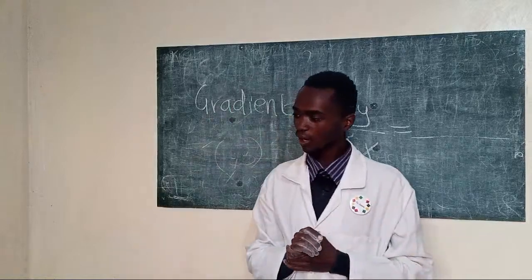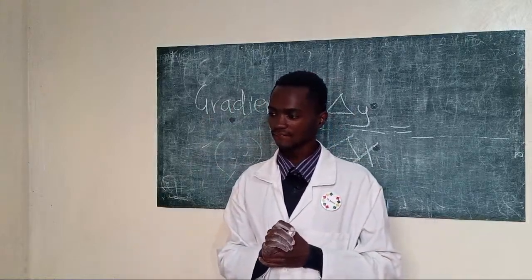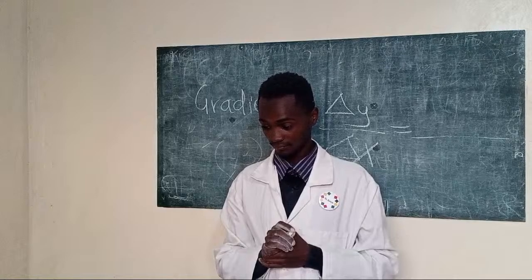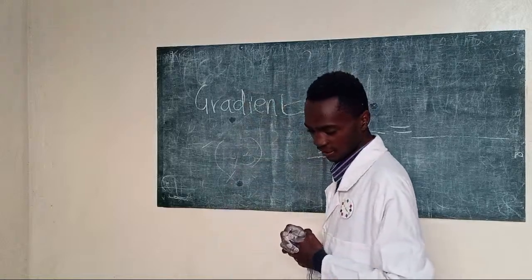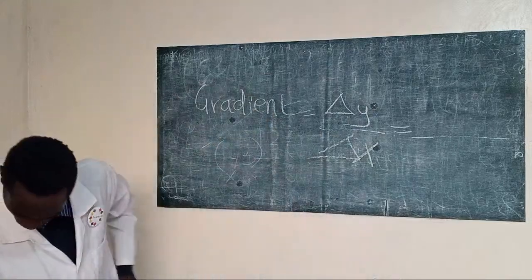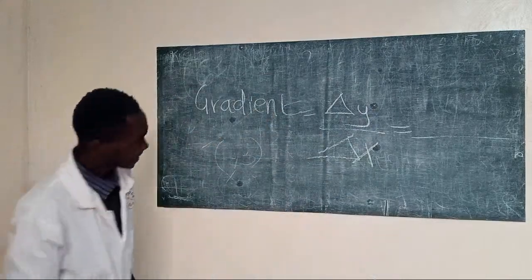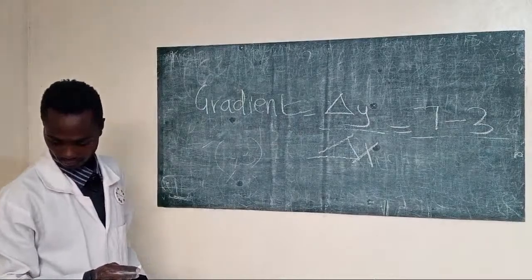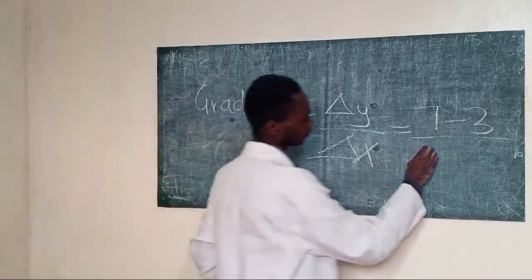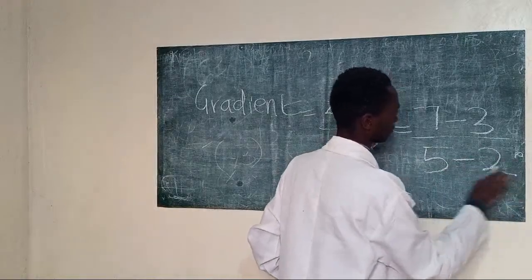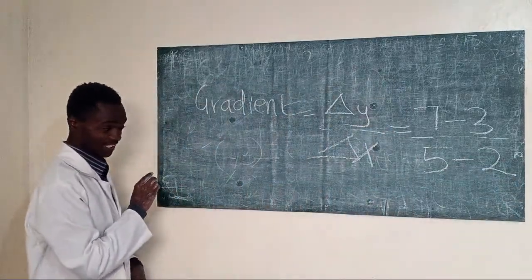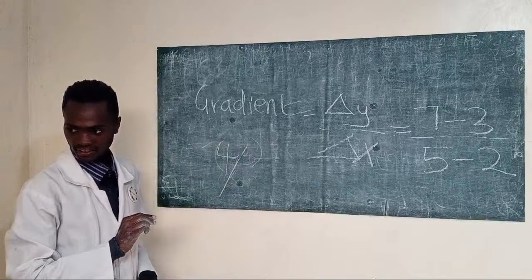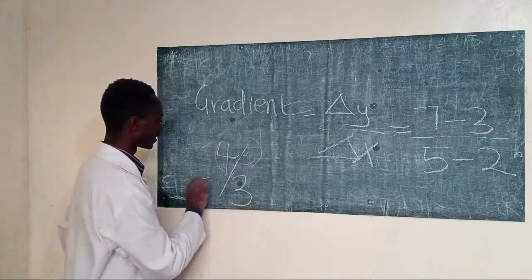How do we get the change in y? 7 minus 3 all over 5 minus 2. 7 minus 3 I get 4. 5 minus 2 I get 3. This is the gradient of the line.